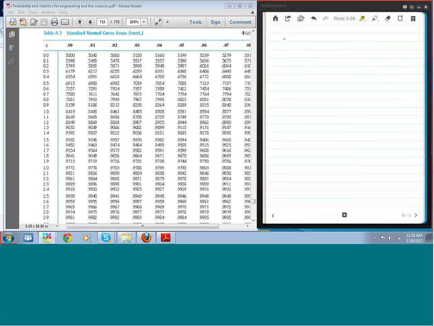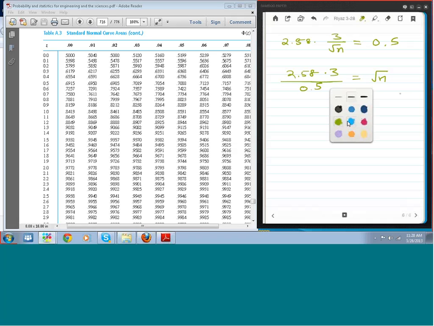So 2.58 times 3 over square root of n equals 0.5. I'm going to take square root of n to the other side, and bring the 0.5 to this side. So you'll have 2.58 times 3 over 0.5. So you square this. The important thing to see here is, even if it's like, let's say 38.01, your n is going to be 39. Remember that it has to be above it. It's not like you don't round it.